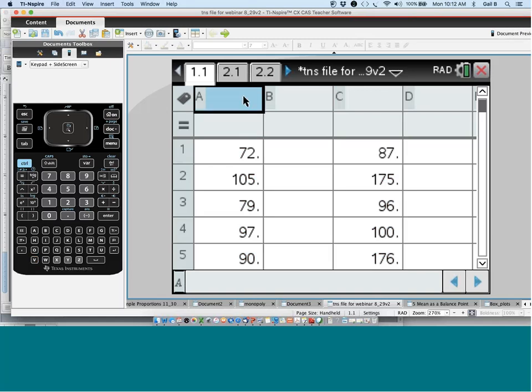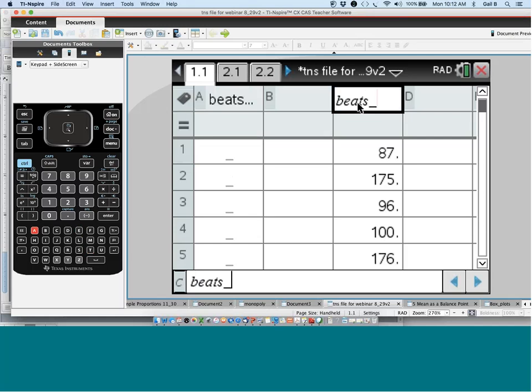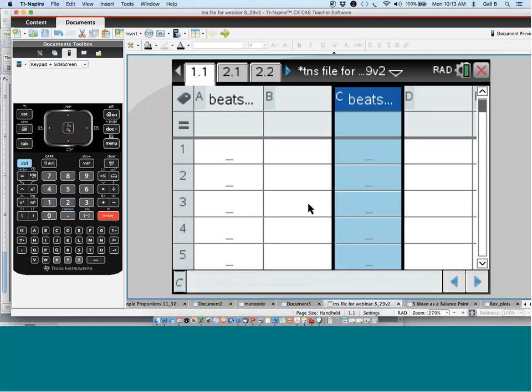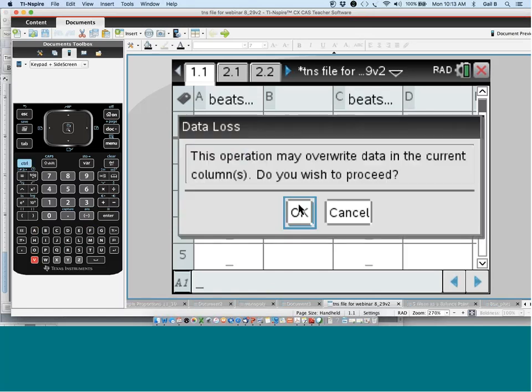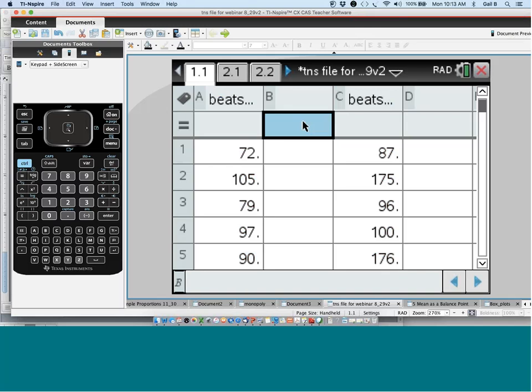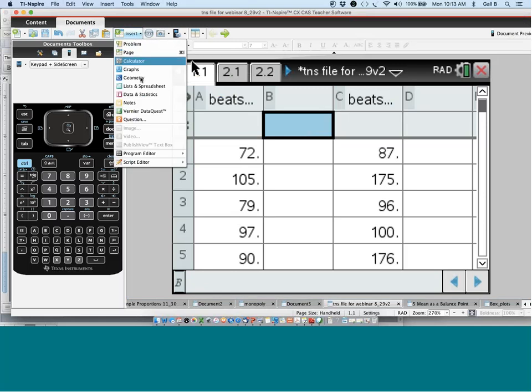Then I'm going to go up and I'm going to label it. So this is going to be beats before exercise. And this is going to be beats after exercise. Uh-oh, what happened? All the data disappeared. And it's back. Okay. And so now what I want to do is get a picture of the data. And so I'm going to insert a data and stats page.